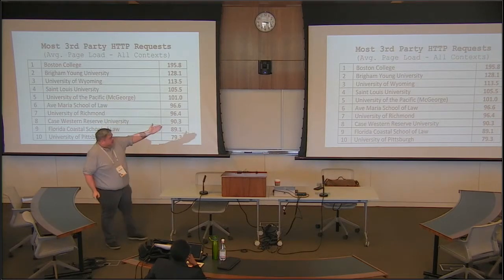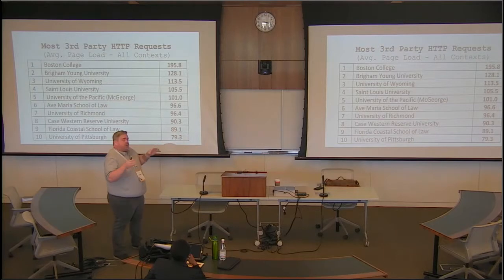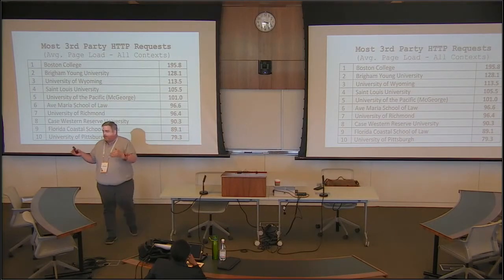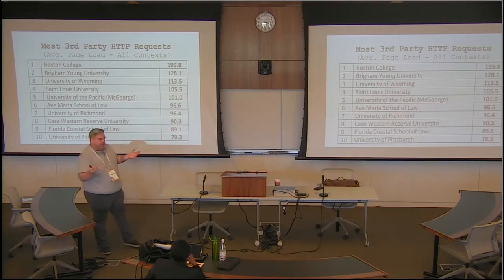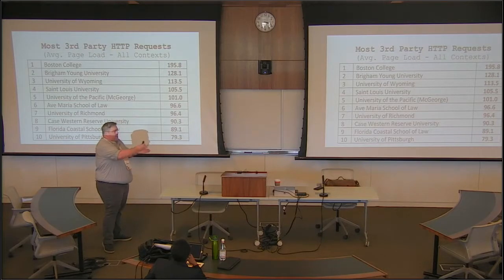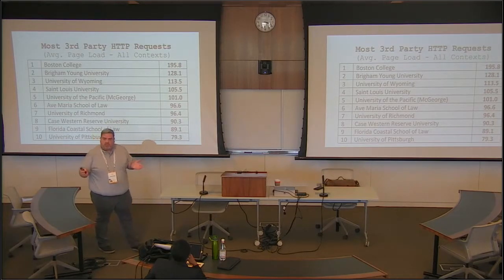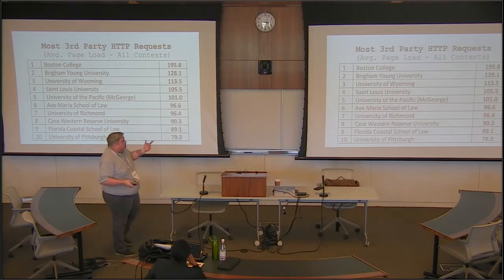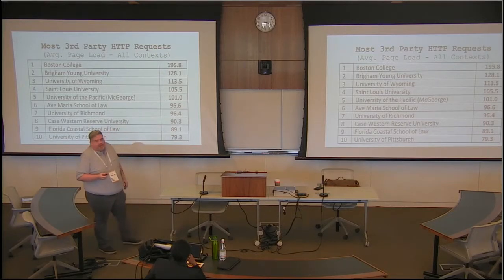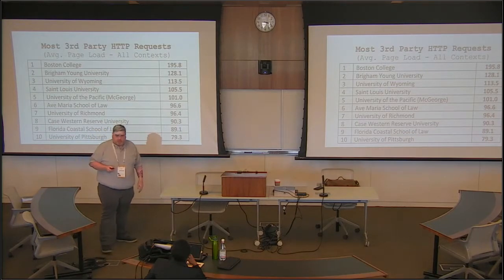So what happened on this crawl is I did 10 simultaneous crawls. So as opposed to just doing it once and assuming that that was a good record of what happens when you go to that page, I had 10 different headless browsers going at once, collecting information, and then I averaged out the numbers from all 10 crawls. So, on average, Boston College Law Library's website makes 195.8 third-party HTTP requests when the home page is loaded.